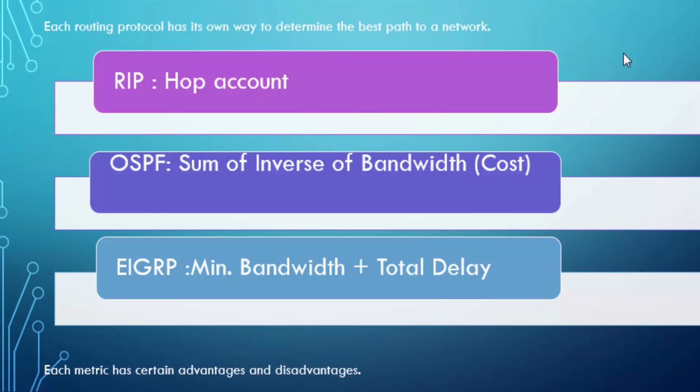Metric. Each routing protocol has its own way to determine the best path to a network. Metric, the best path to a network. So when we are talking about the RIP protocol, the best path that they use is hop count. Remember that hop count, for example, uses a maximum path of 15. A maximum path of 15, and when you get to 16, it is considered infinite.